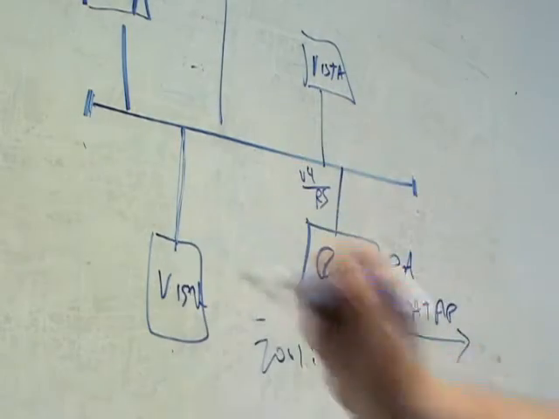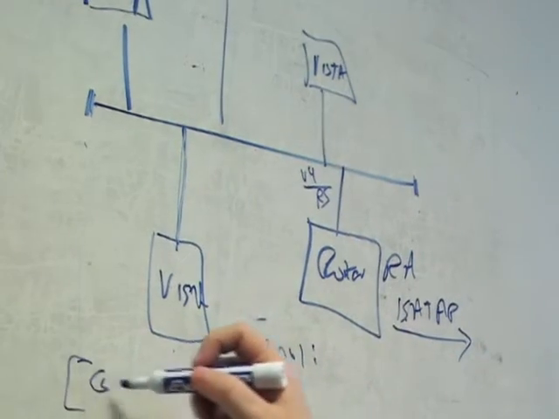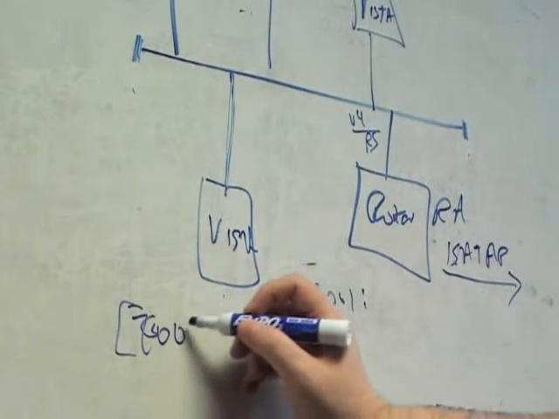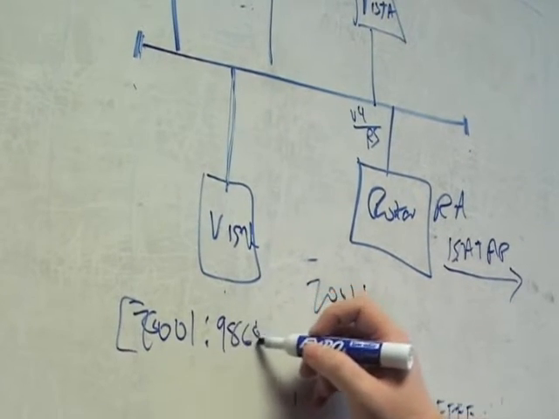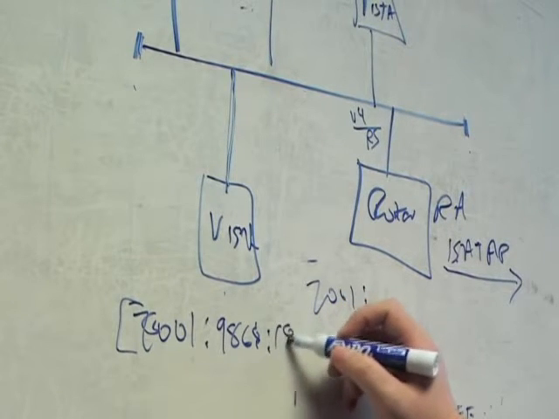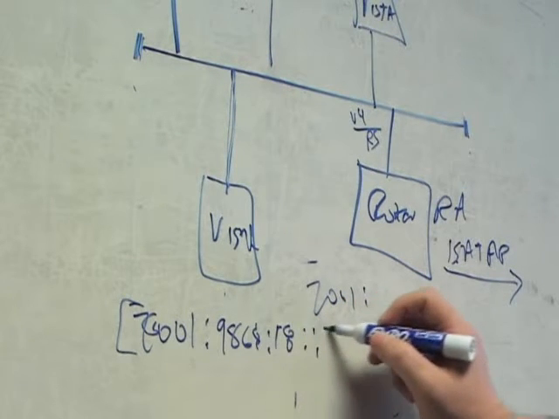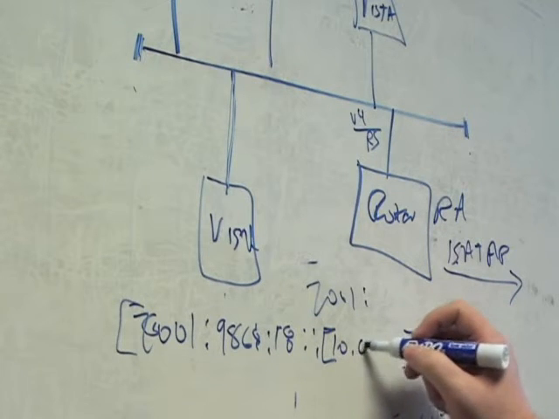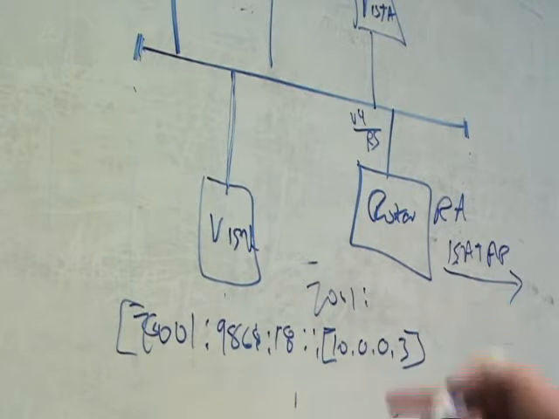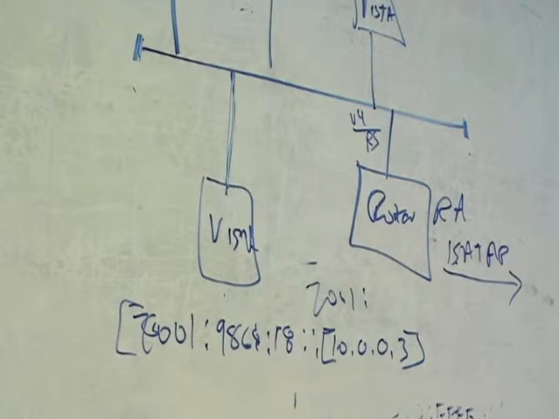And then this machine will come back with the same little prefix, and then you'll have that prefix again, like 2001:9868:18, and then you'll see your IPv4 address, so like 10.0.0.3.